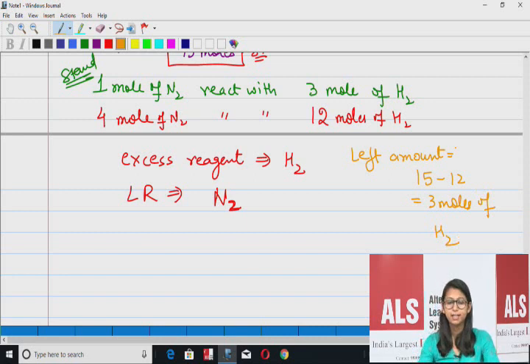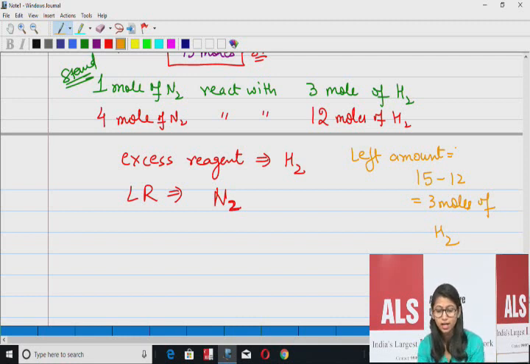Till here, is it clear, anyone? LR is clear to everyone, that N2 is the LR and 3 moles of H2 is the left amount. Very simple, very easy, and everything is logical. Tell me if it is clear. Yes, it is clear. Good.